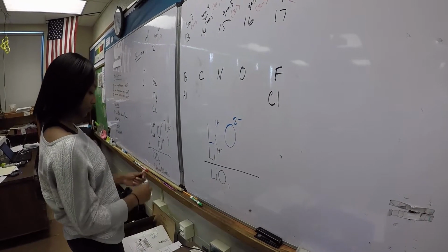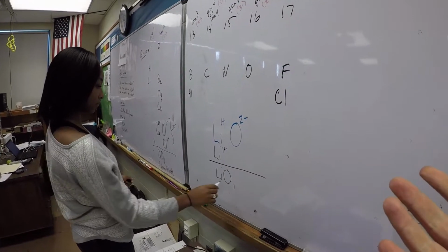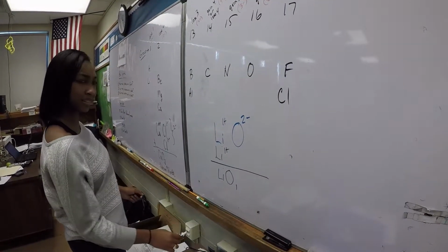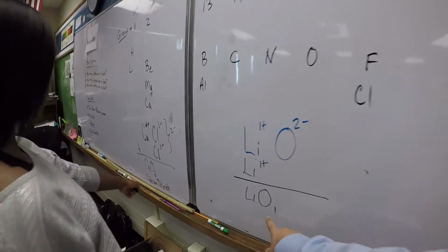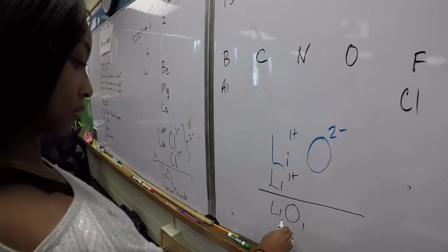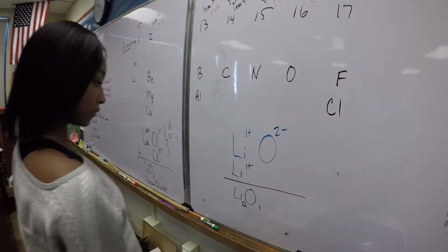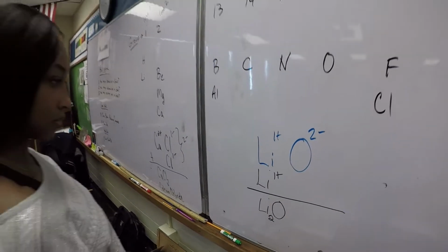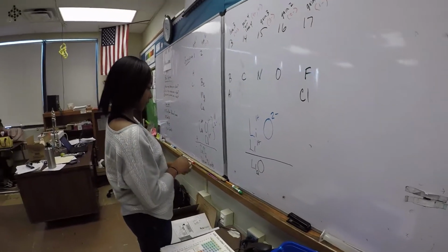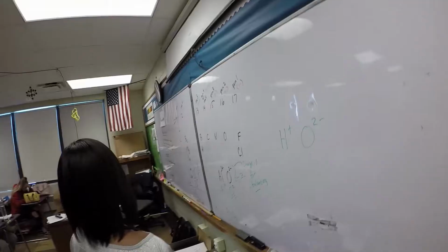Yep. And then you have to put the number of lithiums there, though. You have to put a 2 right here. I know, but you have to tell me how many you have there. So it's 2. You don't need to put the 1 there because it's assumed. So it's Li2O. Now go ahead and name it for us.